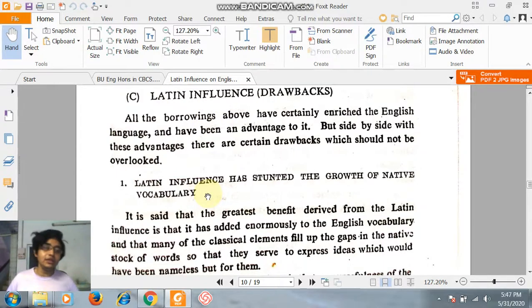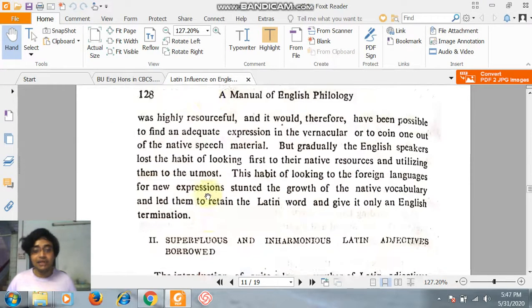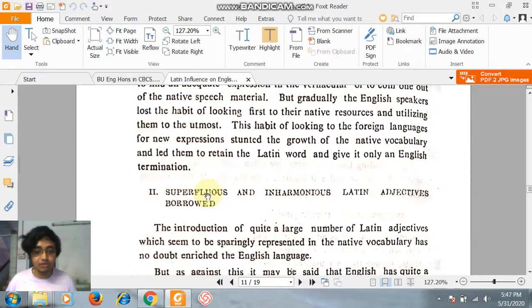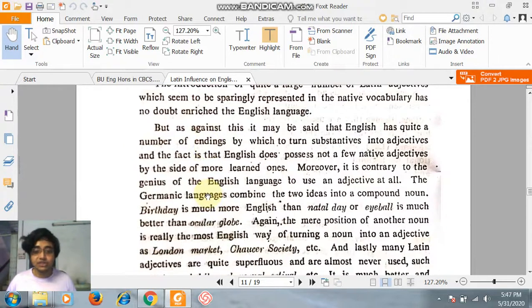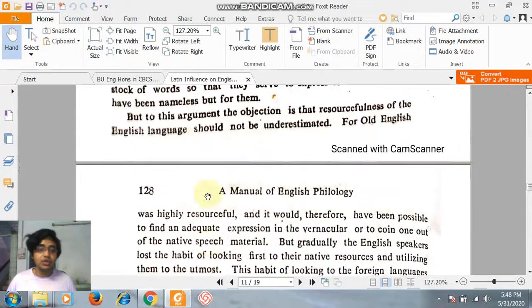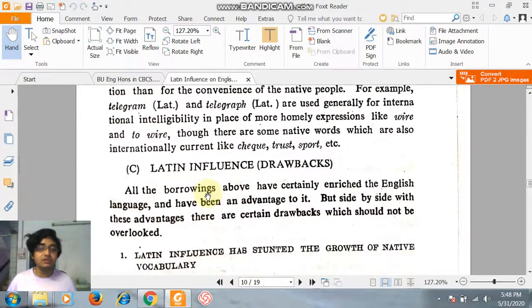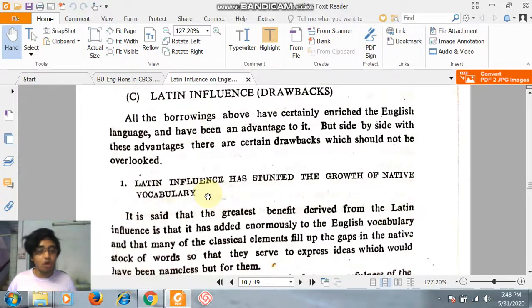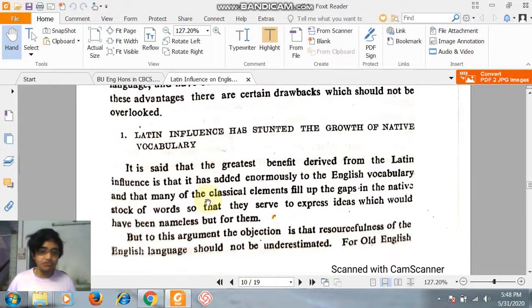Now we will come into the issue of whether Latin influence is a help or a hindrance. I've discussed the various advantages of the Latin language. Now we'll discuss the various disadvantages or drawbacks of the Latin influence. Many said that the Latin influence on the English vocabulary has stunted the growth of the native vocabulary.